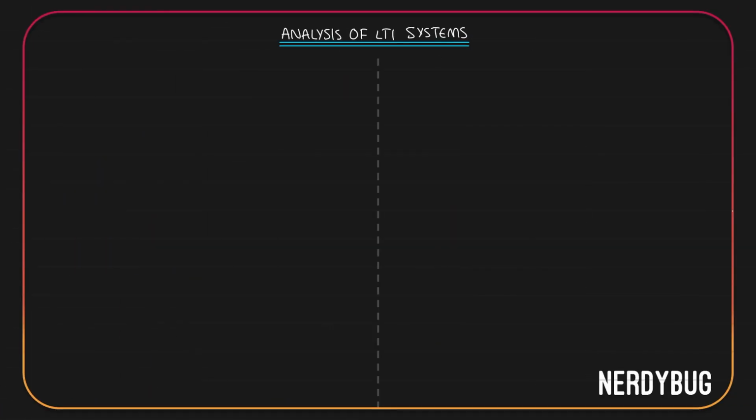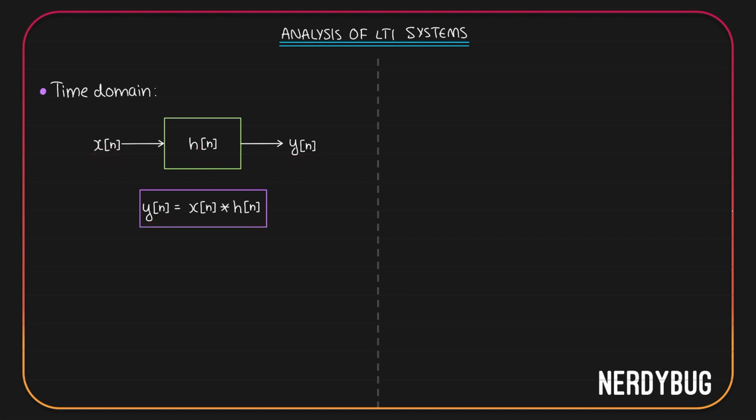Let us start by having a recap of what we have already learned. In the time domain, this is how we defined an LTI system. x of n is the input, y of n is the output, h of n is the impulse response. Here y of n will be the convolution of x of n and h of n.